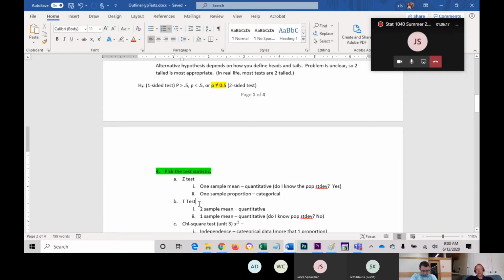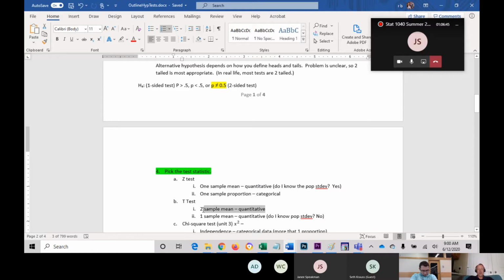Okay, next time in class we're going to learn about the t-test. I'm just going to introduce it to you a little bit now, okay? If it's quantitative and it's one mean and I do not know the population standard deviation, then it's going to be a t-test. I know I haven't taught you that yet, just go with it for now, okay? I'm not going to teach you today, I just want to make sure you get the basics down.